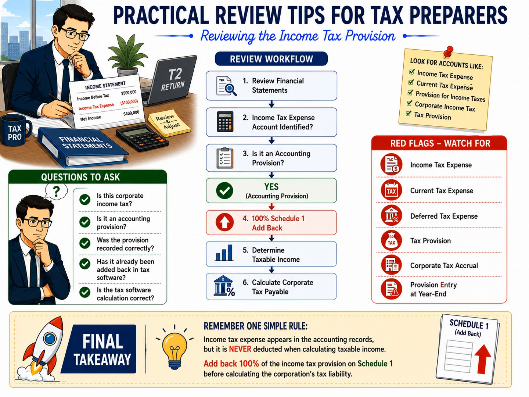The rule is easy to remember. The income tax expense remains in the accounting records because it is required for financial reporting. But for tax purposes, it is never deducted when calculating taxable income. Instead, 100% of the income tax provision is added back on Schedule 1 before the corporation's actual tax liability is calculated. Following this simple review process will help you prepare accurate T2 returns and avoid one of the most common Schedule 1 errors.